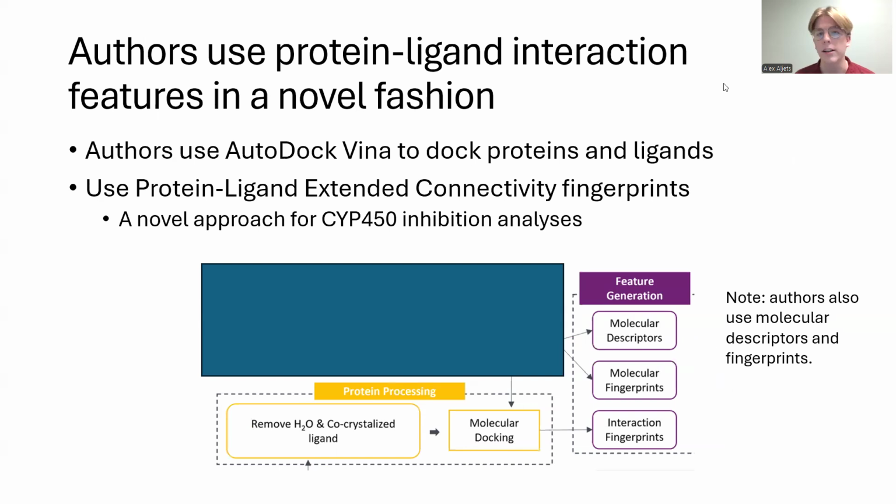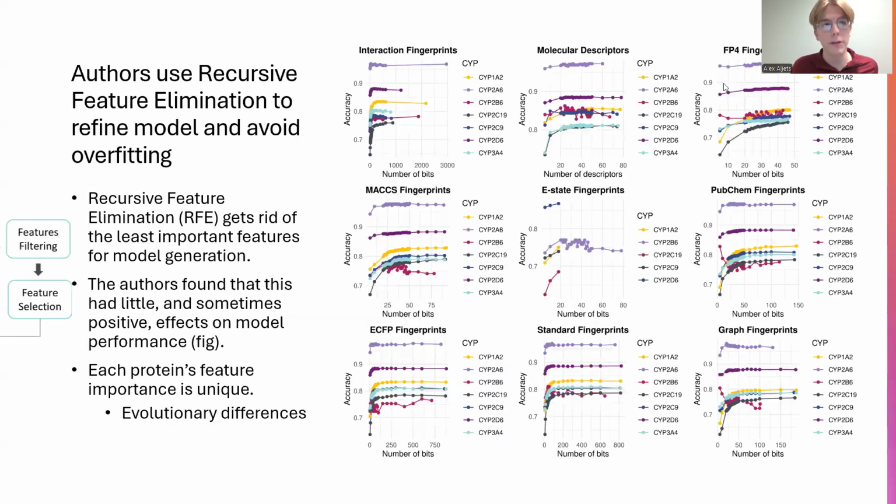So they use AutoDock VNet to dock proteins and ligands, and then protein ligand extended connectivity fingerprints, PLEC, to get like a machine learning feature out of that. They also use recursive feature elimination to refine the model and avoid overfitting. Just gets rid of the least important features for model generation.